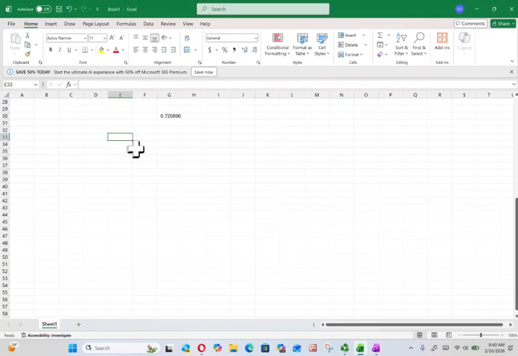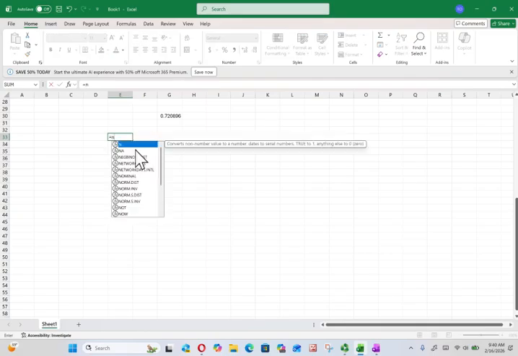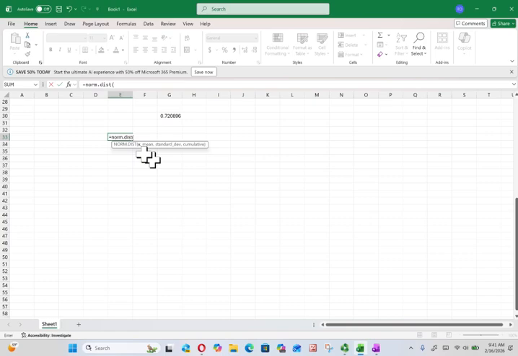If I put in 60 here for my normal probability, this is equals norm dot dist. Put in equals norm dot dist, and it says what it's going to do. Returns the normal distribution for the specified mean and standard deviation. Parentheses. There's the x value. I want to know 60. The mean is 100. The standard deviation is 20.